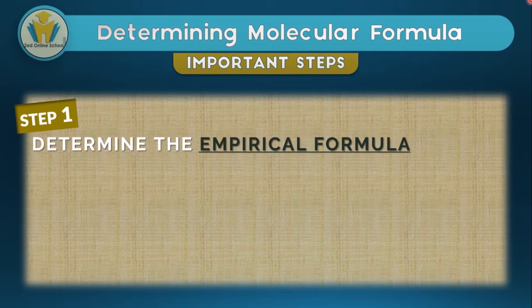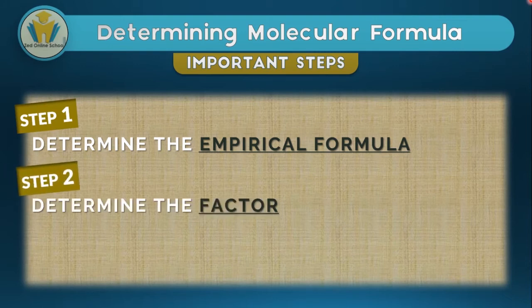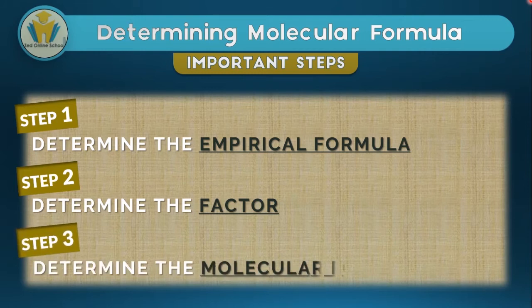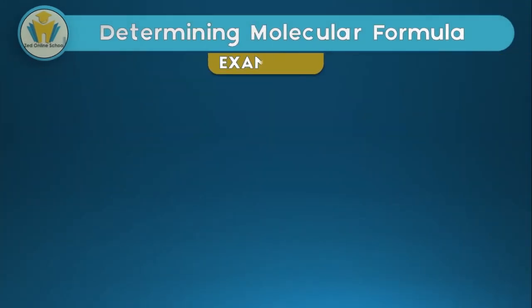After you have that, you need to find the factor. The factor is just a certain number that you're going to multiply the whole empirical formula by to get the actual number of elements found in 1 unit of that substance. Third and final is to determine the molecular formula. Determining the molecular formula is not difficult. You just get the factor and multiply it throughout for each element. Let's get working out so that we see how this plays out.